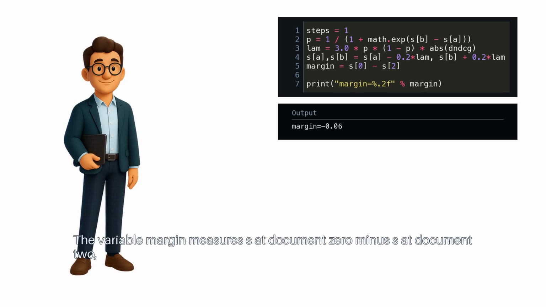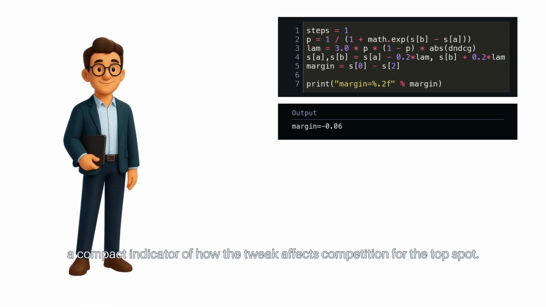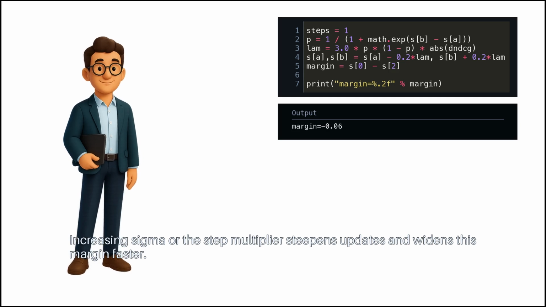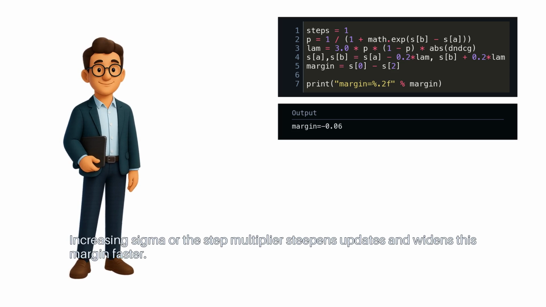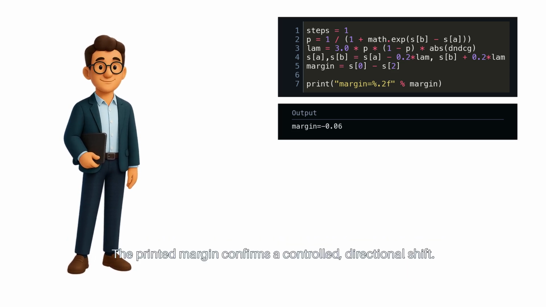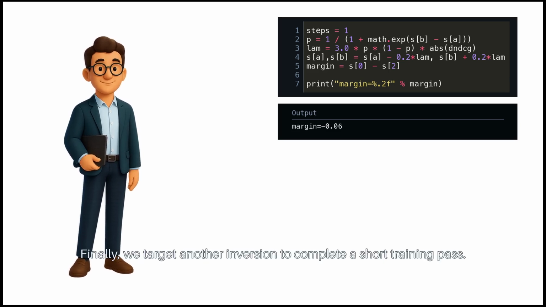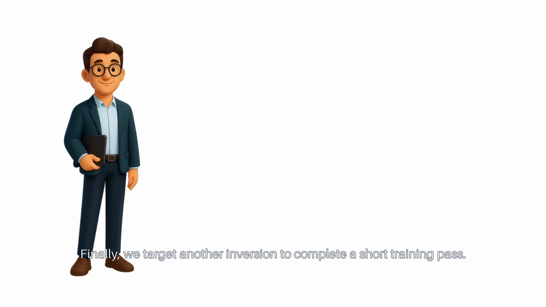The variable margin measures S at document 0 minus S at document 2, a compact indicator of how the tweak affects competition for the top spot. Increasing sigma, or the step multiplier, steepens updates and widens this margin faster. The printed margin confirms a controlled directional shift. Finally, we target another inversion to complete a short training pass.